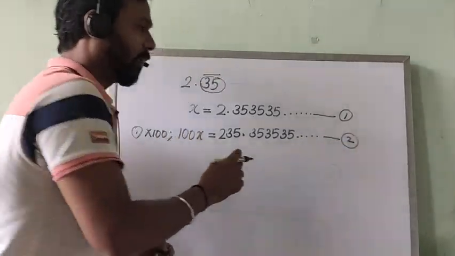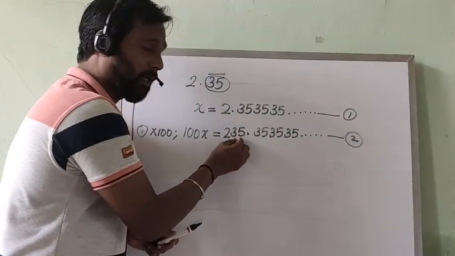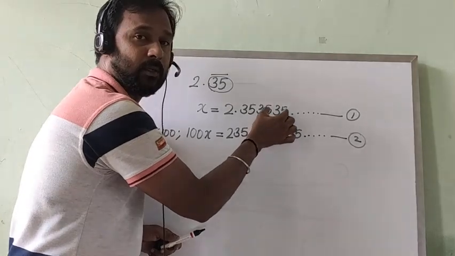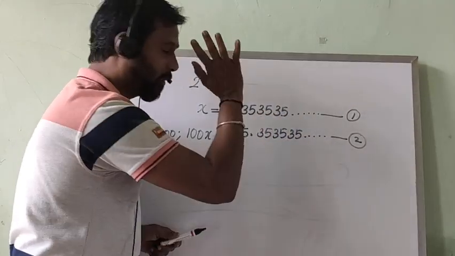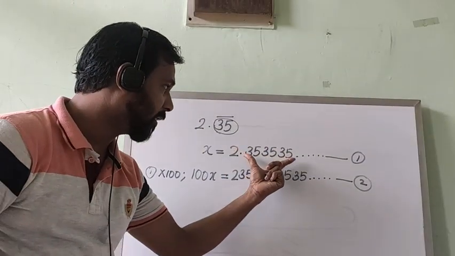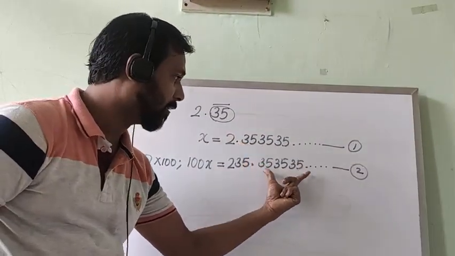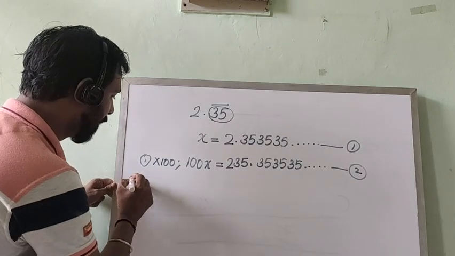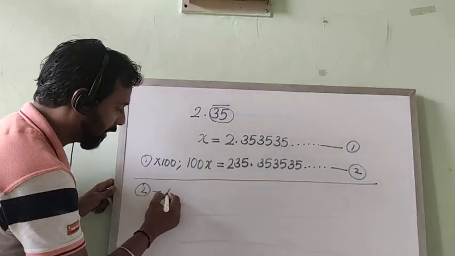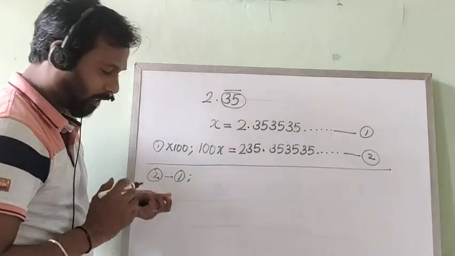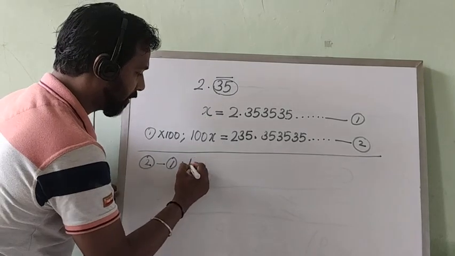Equation number 2. Again, don't think that 135 came here, only 2 remains. Wrong. There are so many 35s here, right? Write like this. Now you check whether the decimal parts are the same. This and this are the same. Therefore, you subtract equation 2 minus equation 1. Okay? Now how to subtract this?